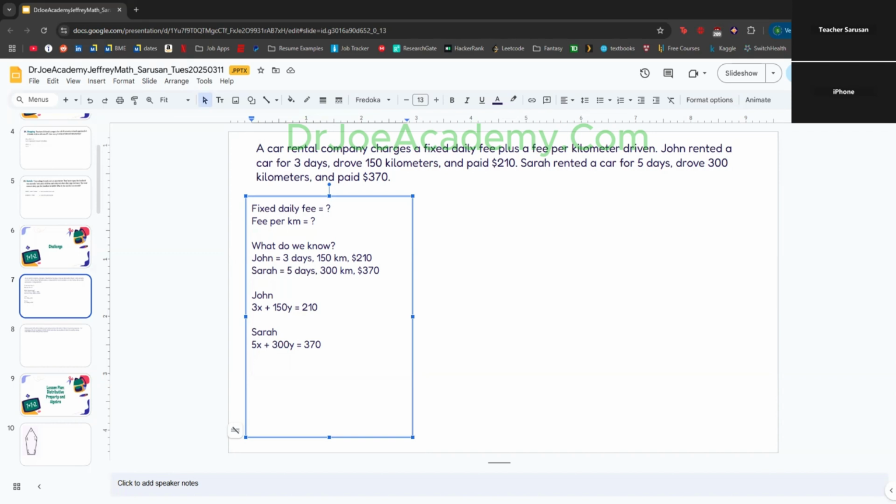But I kind of don't know how to do that. All right, yeah, no problem. So let's see. So I want to look at John's equation first. 150y equals 210. Let's see if we can simplify this a little bit. So, okay, looking at all these numbers here, we have 3, 150, 210. Can we simplify those numbers?